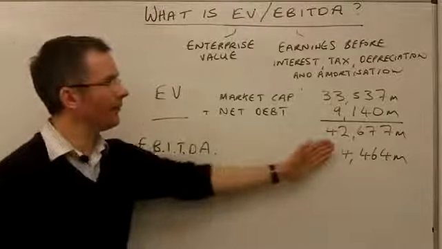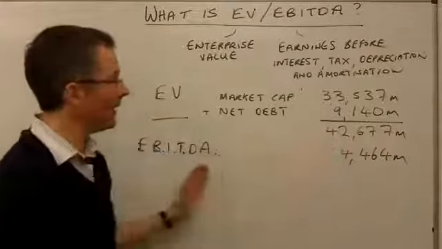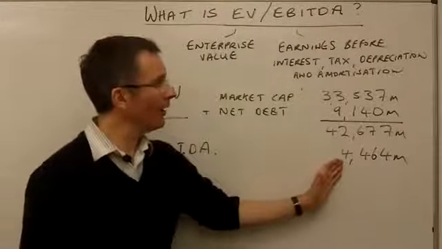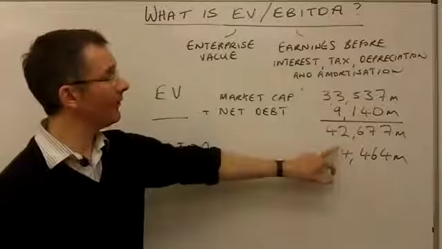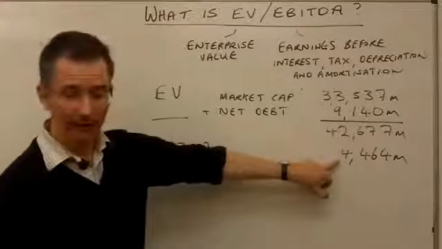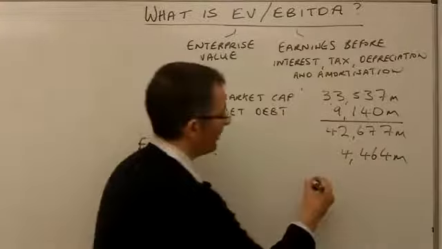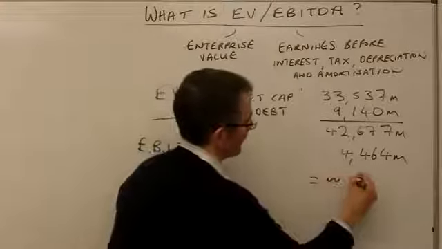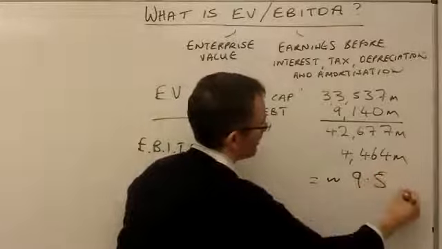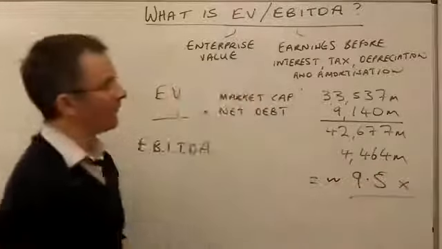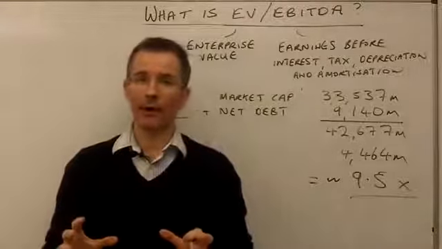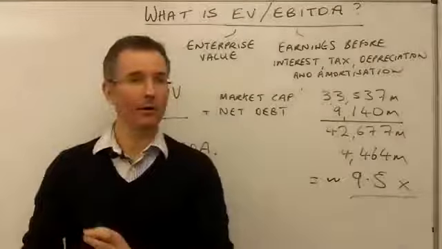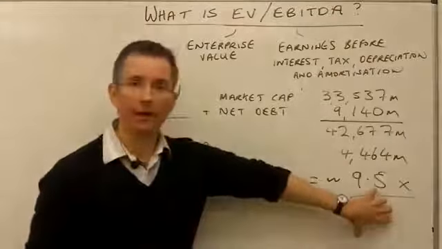So enterprise value is 42,677, EBITDA 4464. So the ratio between that and that is simply that over that, and that's around 9.5 times. So Tesco's had a PE ratio of around 14. By revising that and turning it into EV/EBITDA, that drops to 9.5 times.